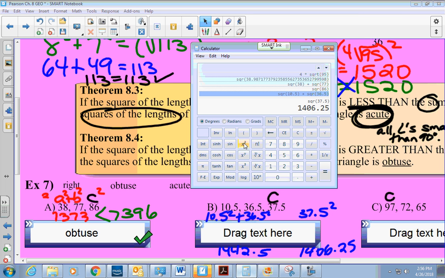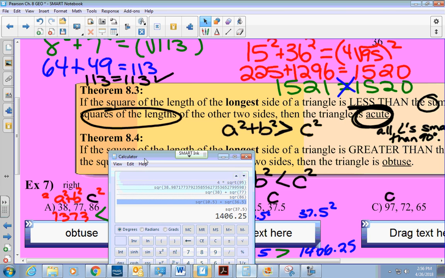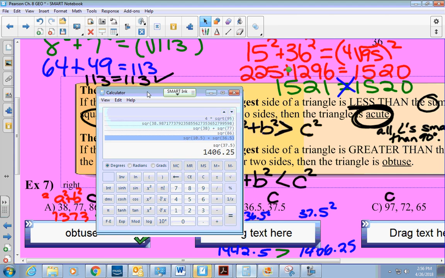All right, so 1,442 is bigger than 1,406. So when our a squared plus b squared is bigger, in this scenario, we know we're acute.